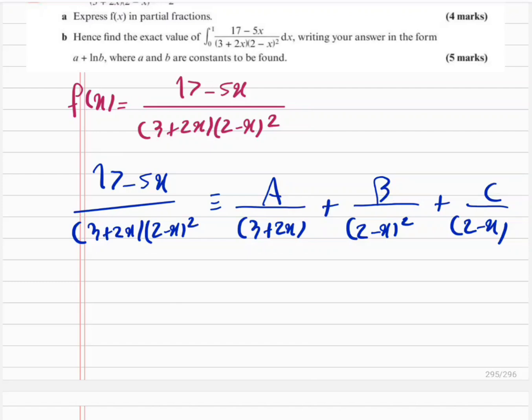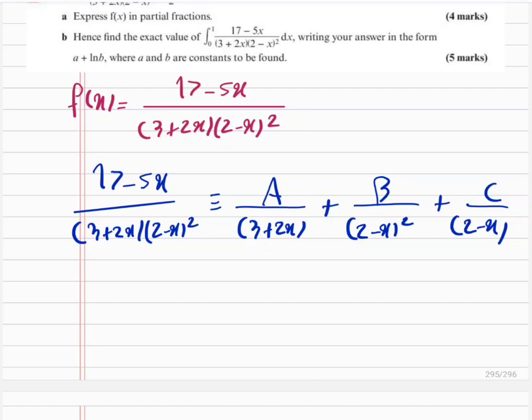That means that if we had, for example, (2 minus x) cubed, then we would include 3 fractions: one with (2 minus x) cubed, another with (2 minus x) squared, and finally 2 minus x. But it's not very common, because that's going to be very messy.